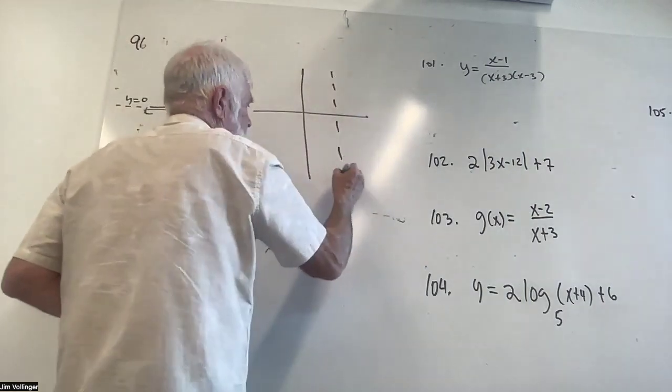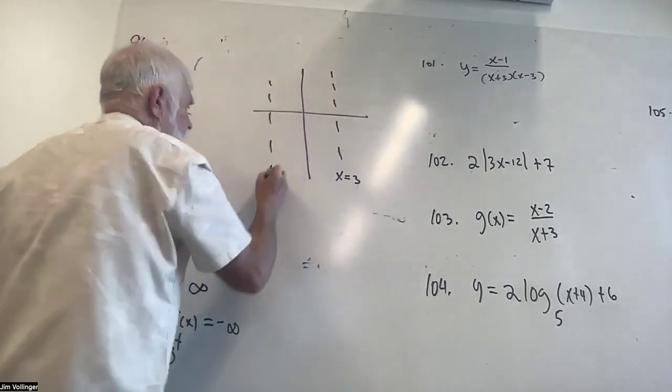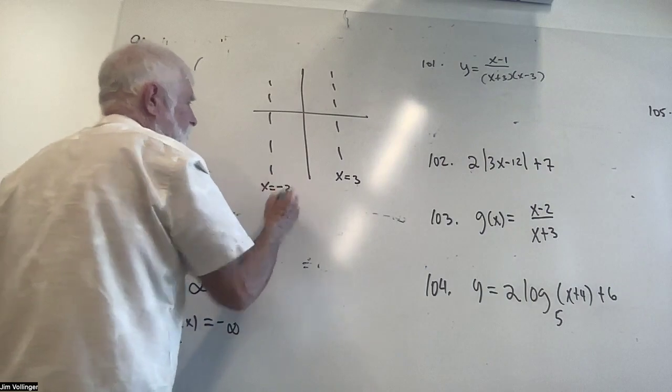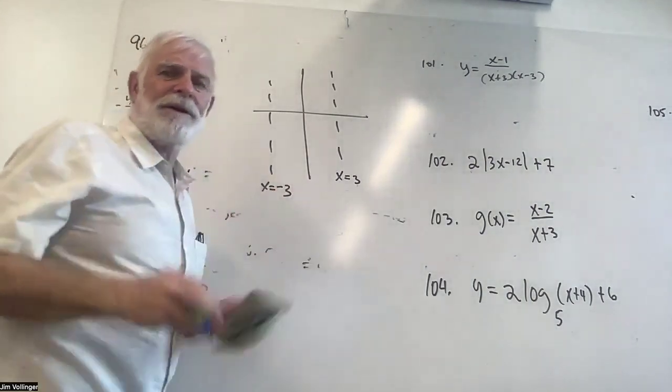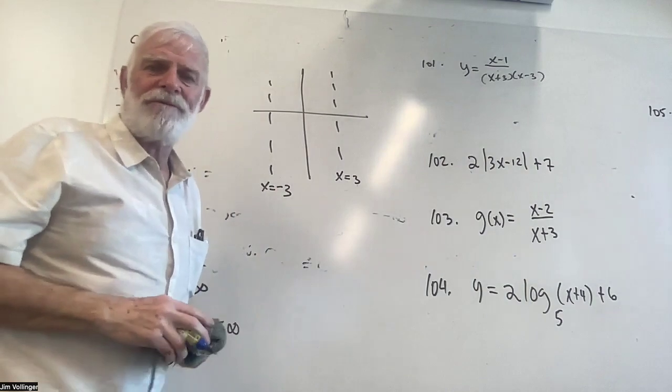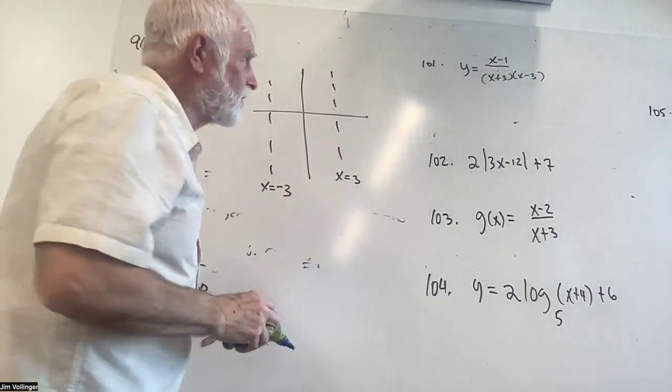So there's 3. There's -3. You can get plenty of practice just on YouTube. It doesn't have to be my channel, any channel. Go to YouTube, graphing rational functions. You'll get problems like this.